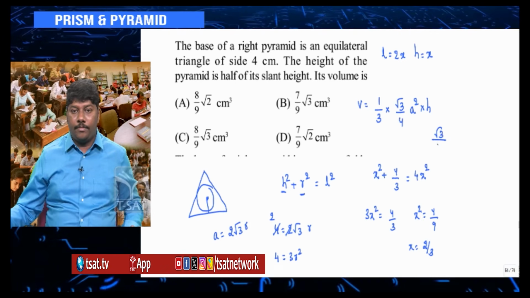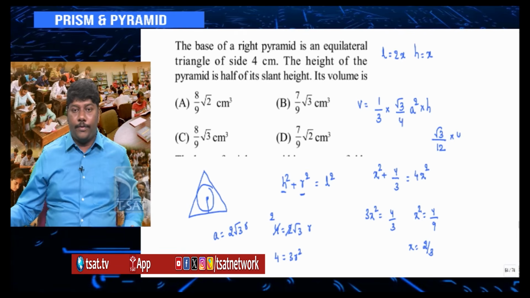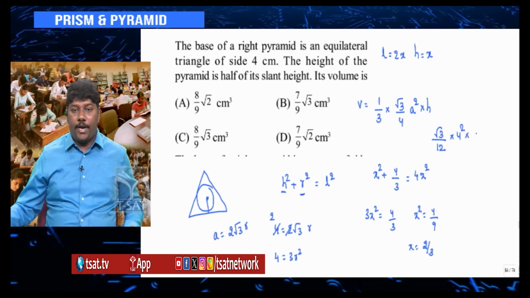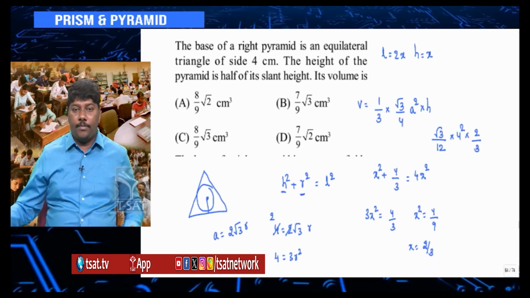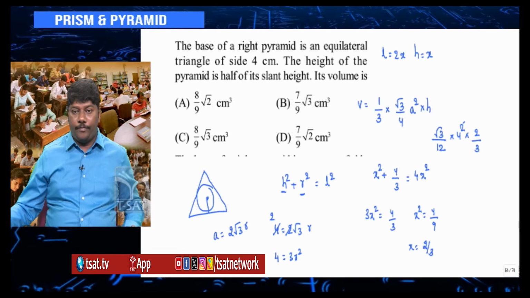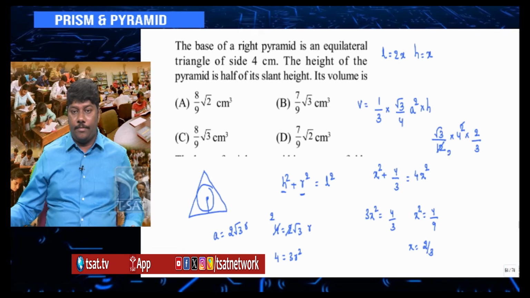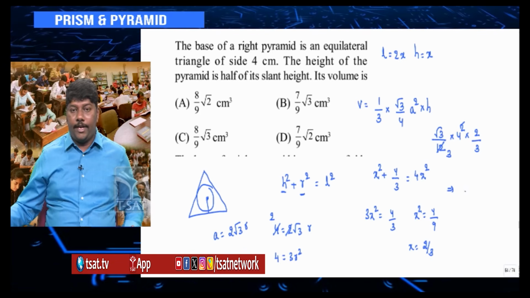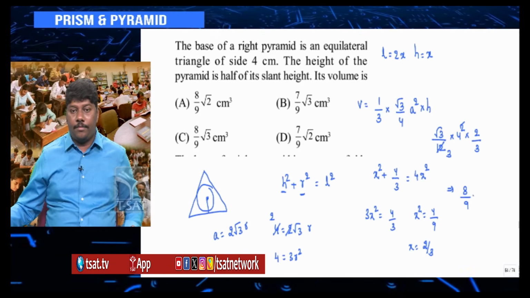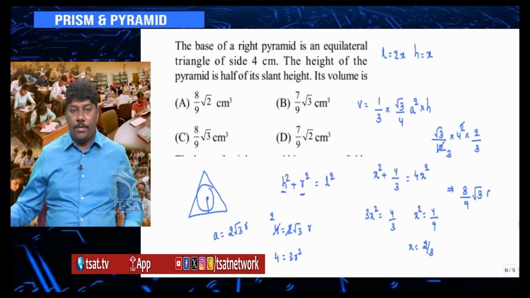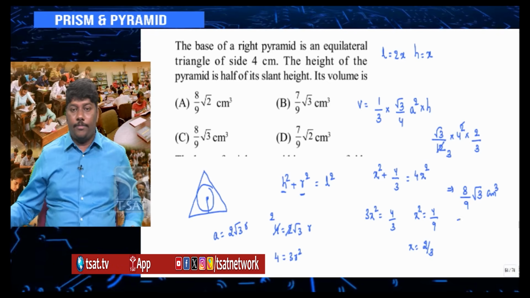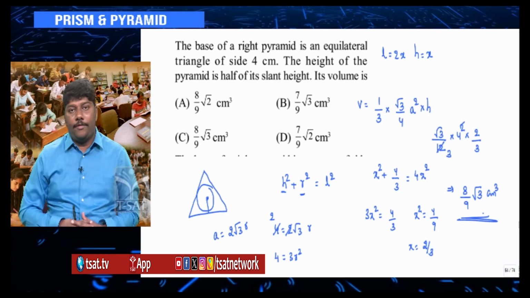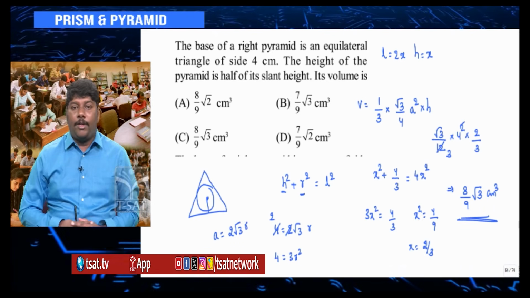√3/12, a value is 4 square, height is 2/3. Cancel everything possible. 4 ones are 4, 3 threes are 9. So, you are getting 8/9 √3 centimeter cube as the volume. All you have to do is find the value of x and put it in the formula given there.